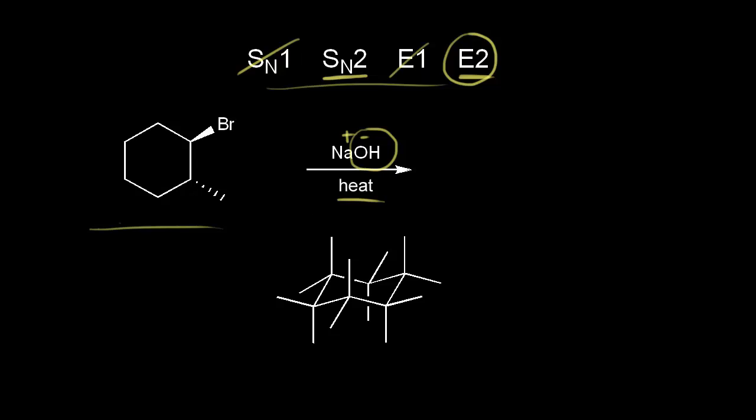So when we analyze our alkyl halide, the carbon bonded to the halogen is our alpha carbon, and the carbons directly bonded to that would be our beta carbons. So we have two beta carbons here. And let me number this ring.